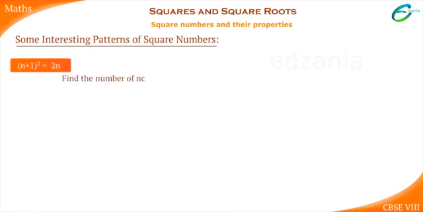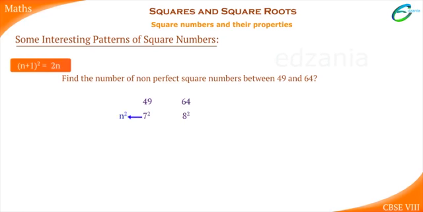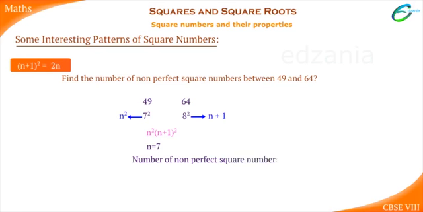Find the number of non-perfect square numbers between 49 and 64. 49 is equal to 7 square. 64 is equal to 8 square. 7 square is like n square and 8 square is like n plus 1 the whole square. Here n is equal to 7. The number of non-perfect square numbers is equal to 2n, which is equal to 2 into 7, that is equal to 14.